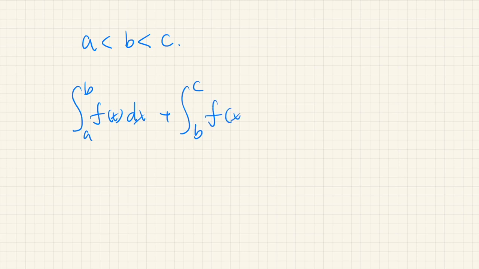First property is this. Suppose we have a less than b less than c, and if we integrate a function, of course we assume this function is Riemann integrable, integrate from a to b and add it to another integral from b to c. This is equal to the integral from a to c of the same function.